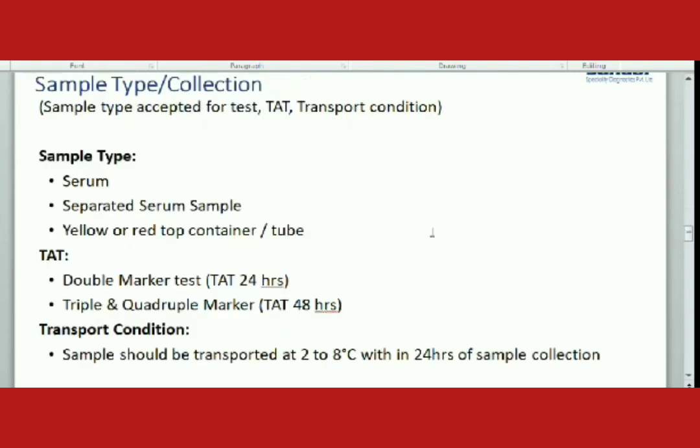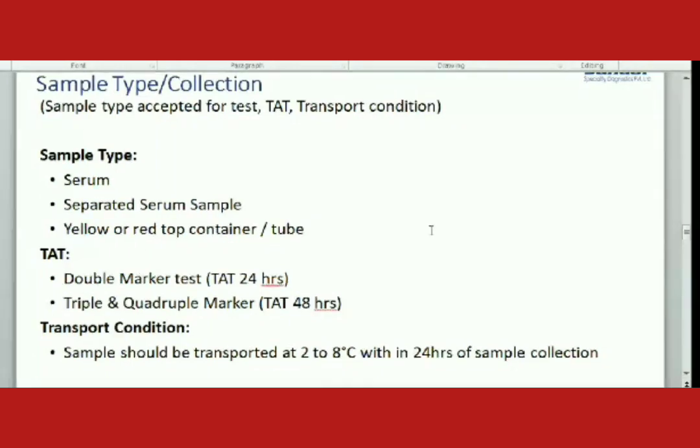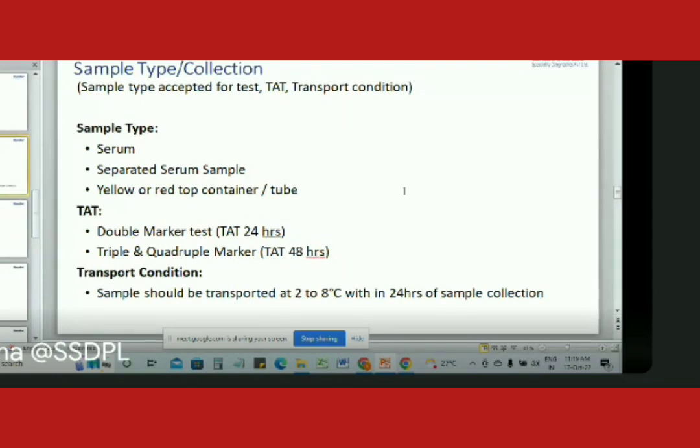So sample type, you all are aware of sample type. May I know, does anybody know what sample should be collected for markers? You are aware which sample has to go, but which sample is not preferred? I'm talking about serum. Which tubes are not preferred? Red and yellow tubes are preferred, but which are not preferred?